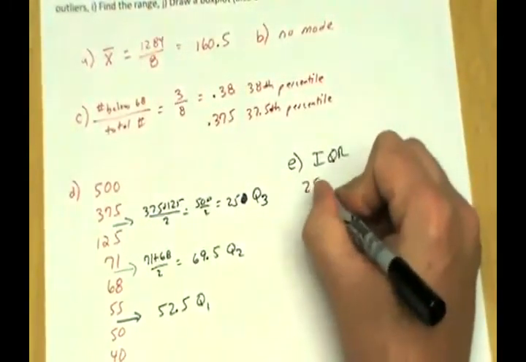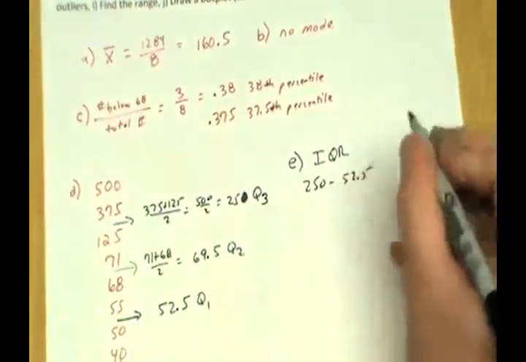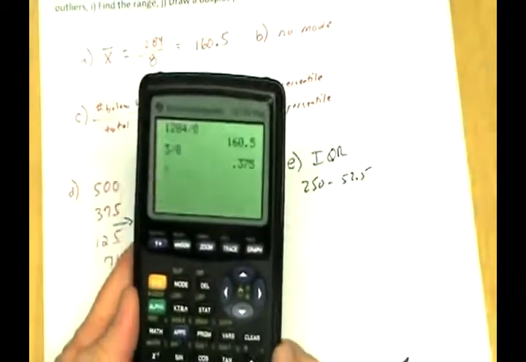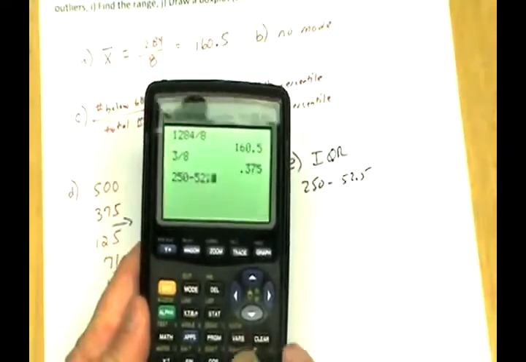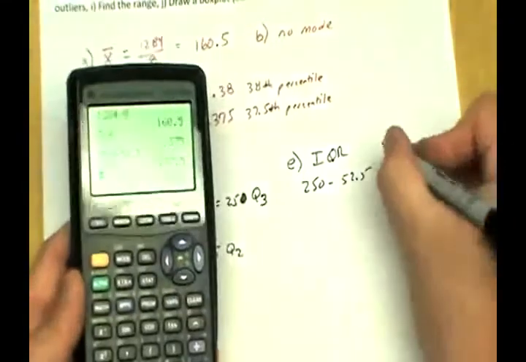Okay, so letter E asks for interquartile range. Highest quartile 250 minus lower quartile 52.5. Okay, 250 minus 52.5. We're getting back 197.5.